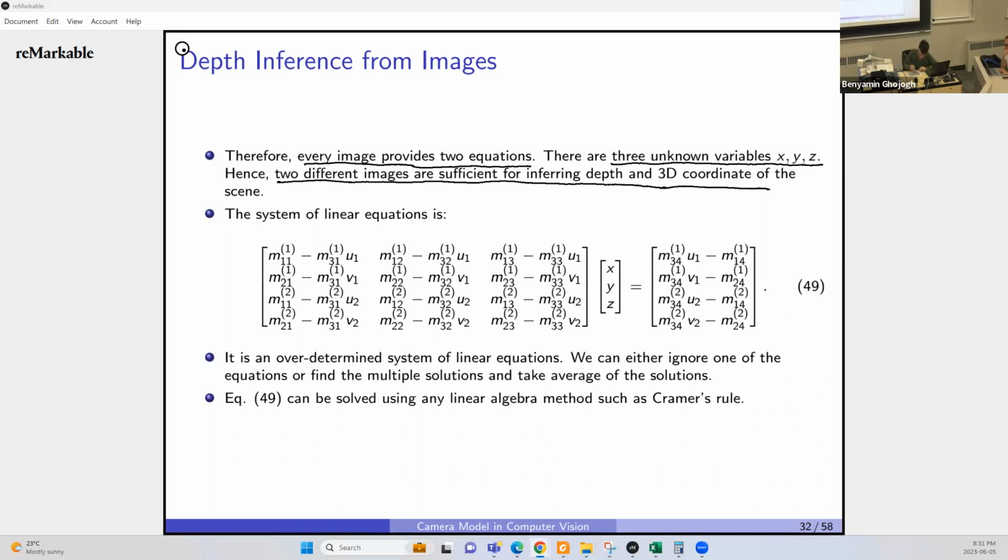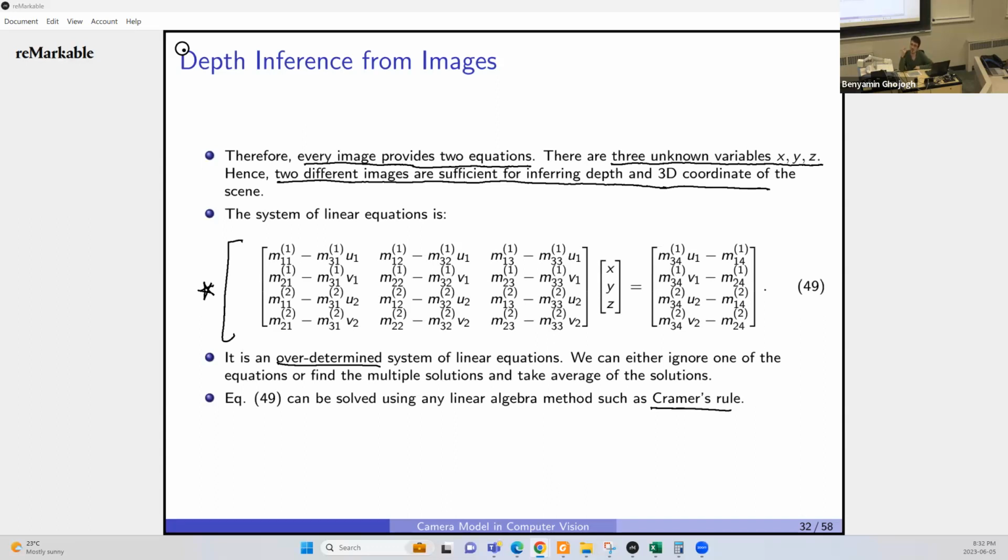The system of linear equations is this, right? It's four equations, but as I said again, it's overdetermined. You can either take 3 of them, or you can sample several systems of linear equations, then take the average of the solutions as the final solution. This is good because it will make you robust to noise of cameras, right? Then equation 49 can be solved using any method such as Cramer's rule.